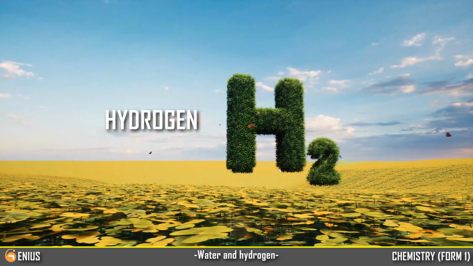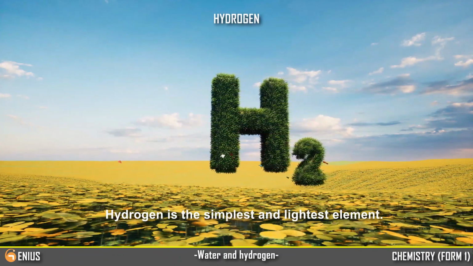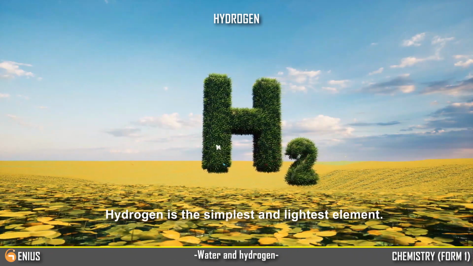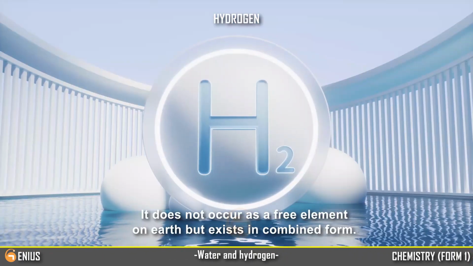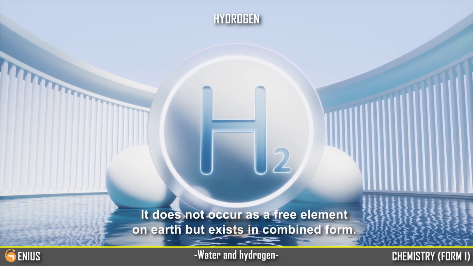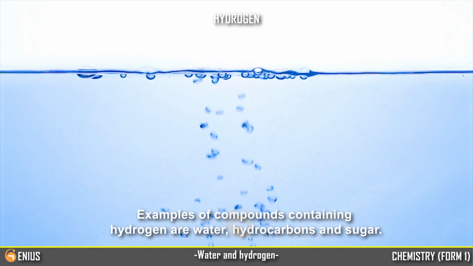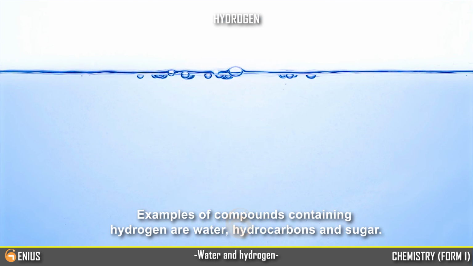Hydrogen. Hydrogen is the simplest and lightest element. It does not occur as a free element on Earth, but exists in combined form. Examples of compounds containing hydrogen are water, hydrocarbons, and sugar.